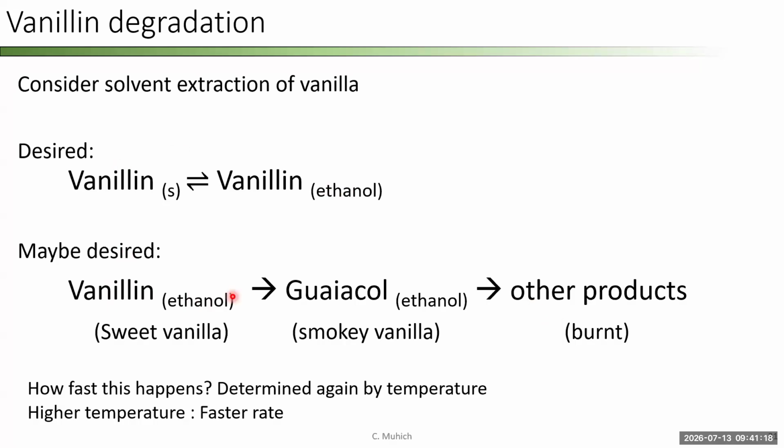So we have desired things and undesired things, and so we can control the temperature in order to try to control how fast these two pieces occur. So even though we might want this to go faster by heating it up, we would have to pay a penalty in getting these off notes. So therefore, we often let this sit for a very long time at a lower temperature to maximize the vanillin extracted so that we don't form burnt products.